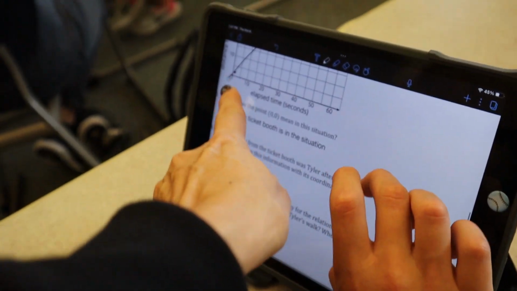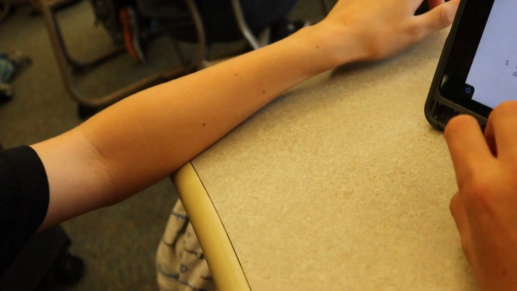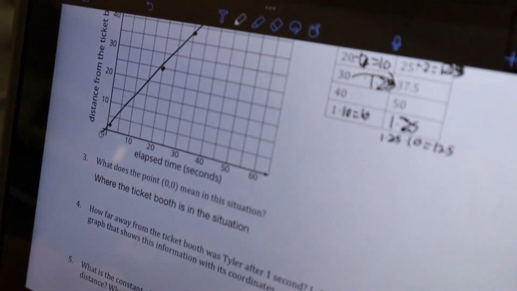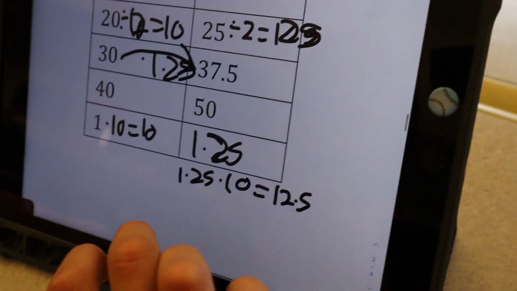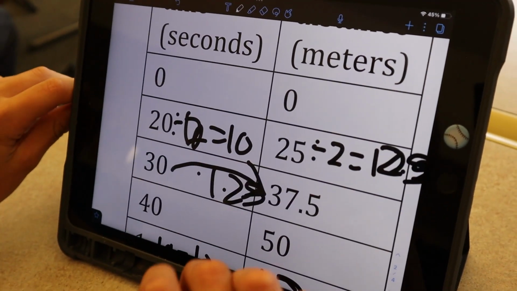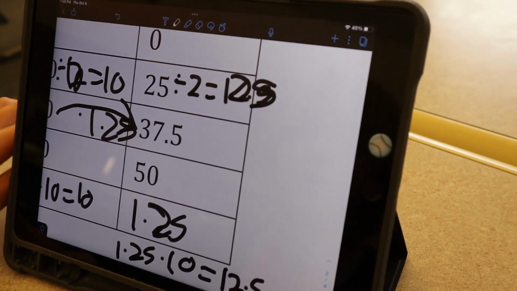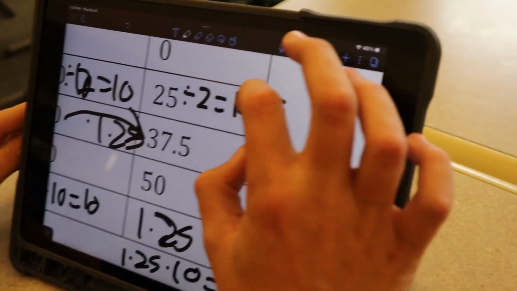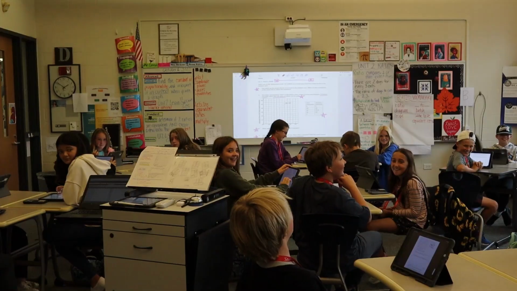Can you tell me about what you're doing right here on the graph right now? For number 4, it says how far away was Tyler from the ticket booth after 1 second. And I did the math over here. Tell me about your math. So I figured out that 20 divided by 2 equals 10 because you need to get 1. And then 25 divided by 2 equals 12.5. What do you mean 20 divided by 2 is 10? Can you show me this again?